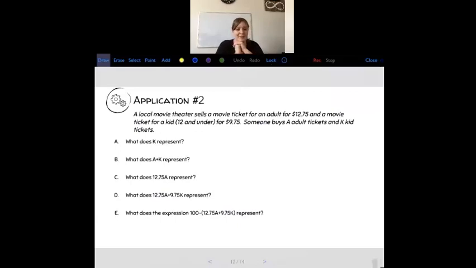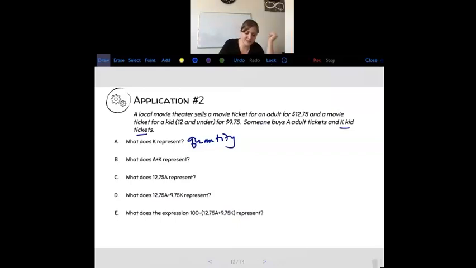So what does K represent? So in this case, K is a quantity, and it represents the number of kid tickets. Okay. What does A plus K represent, part B? Well, A is the number of adult tickets and K is the number of kid tickets. So one way to think about this is the number of adult and kid tickets, or just the total number of tickets.